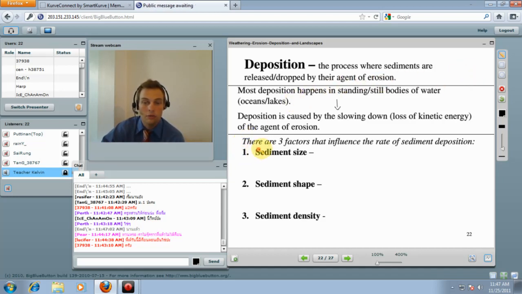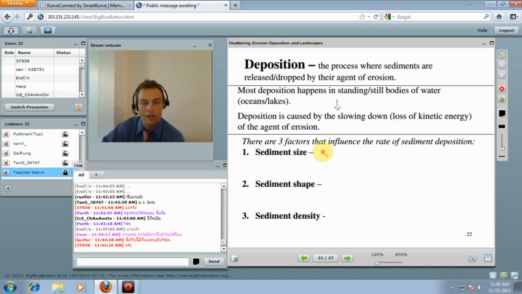So 3 factors influence the rate of sediment deposition. You have sediment size, sediment shape, and sediment density. So can anyone tell me why sediment size would affect rate of deposition? If something is large, what will that affect the rate of deposition?